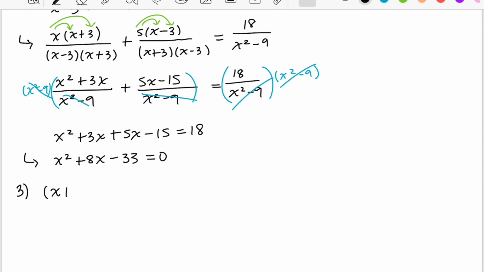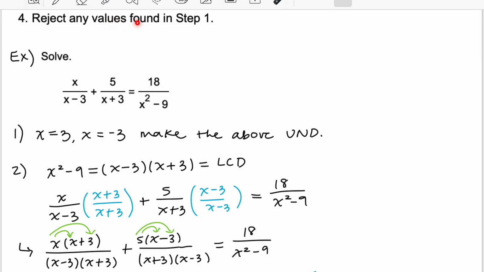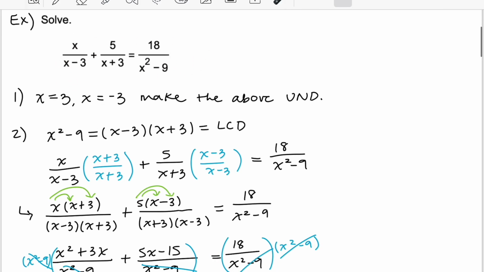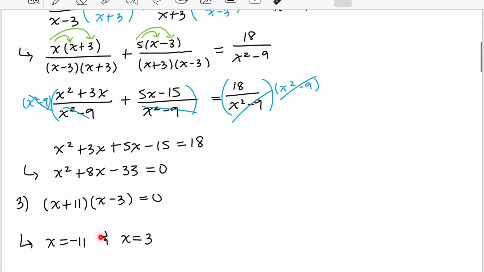So that'll be x plus 11 and then x minus 3. So this tells us we have x is equal to negative 11 and x is equal to positive 3. Now remember, for step 4, we want to reject any values we found in step 1, so any values that make this guy undefined. We said that was positive 3 and negative 3. And if you notice here, we got a positive 3.